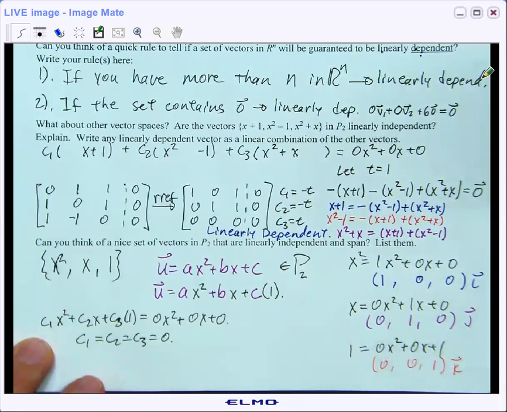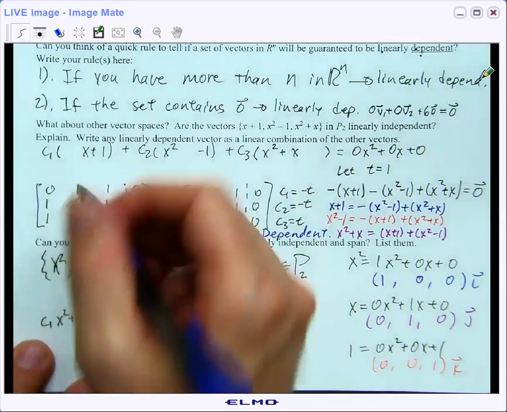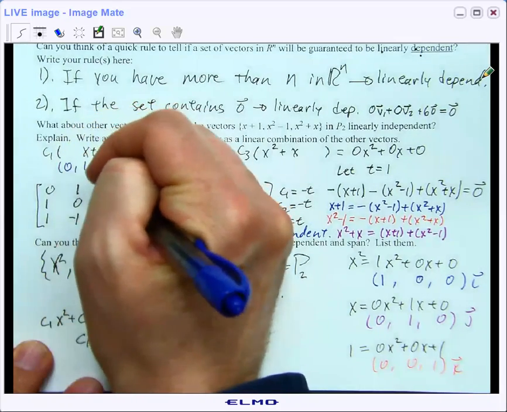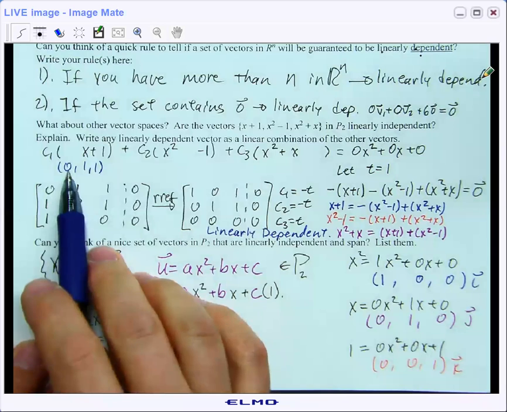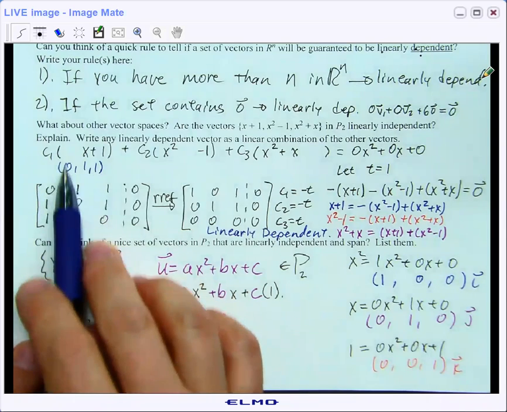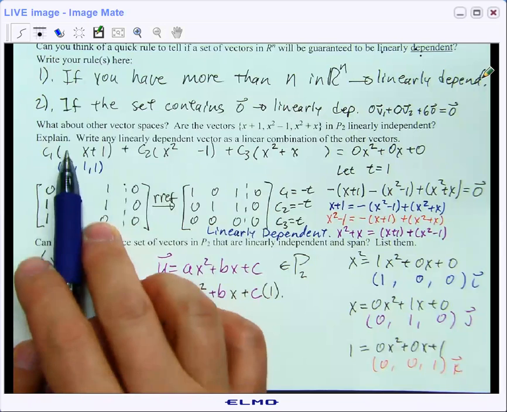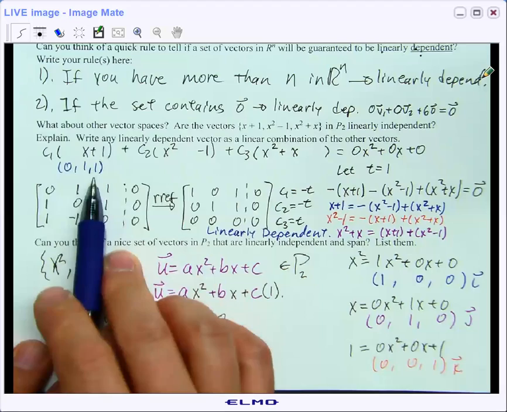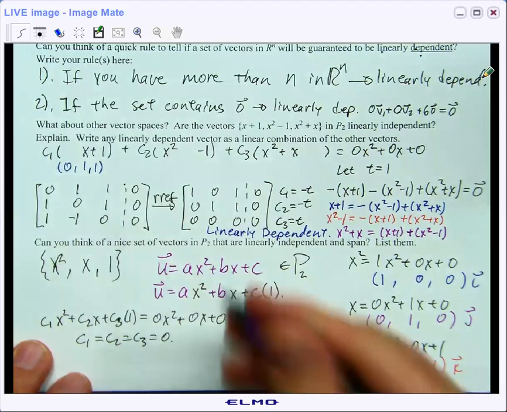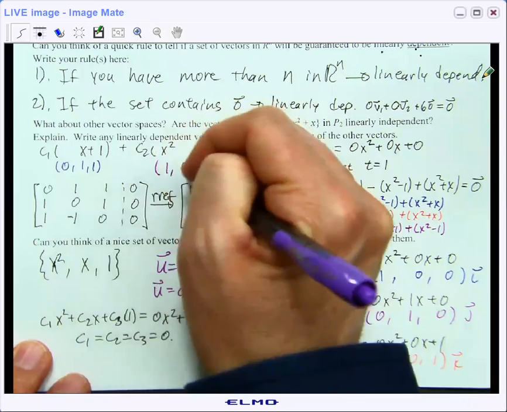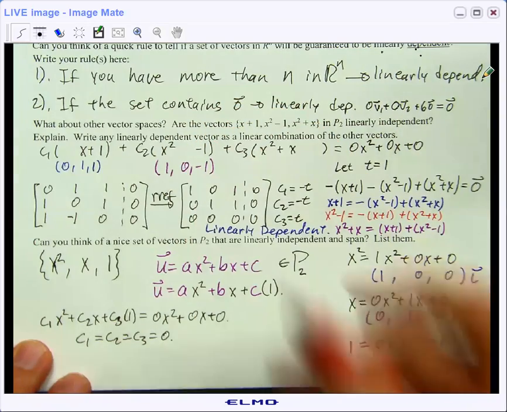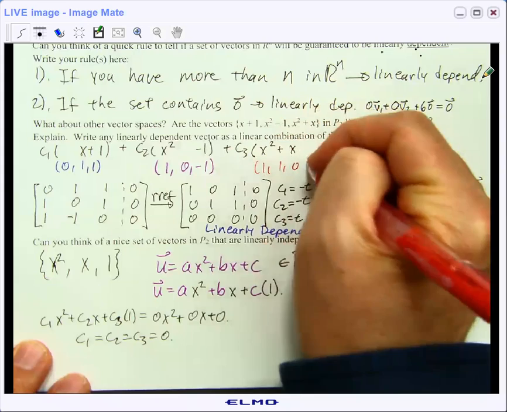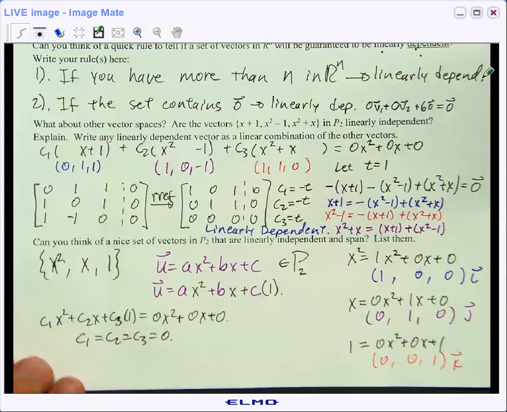In fact, you could take a look at these guys up here. The reason I left a little bit of space is you could think of this as analogous to the vector 0, 1, 1, as long as we remember that the first component is the coefficient of the x squared, the second component is the coefficient of the x, and the third component is the constant term. And similarly, this would be 1, 0, negative 1, and finally 1, 1, 0. Okay. Hope that's made sense. Let's move on to our next page.